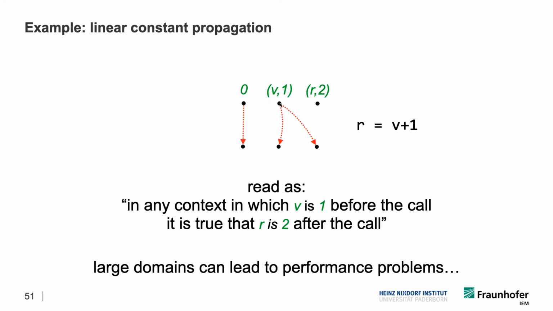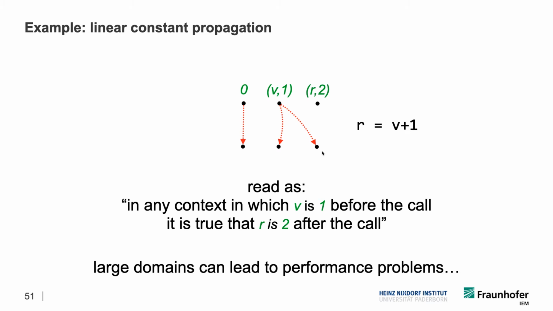And so if you have such a summary for such a statement, let's assume, for instance, that we have a procedure that contains this statement as its body. Then this could be a procedure summary, and it would read as follows. It would say, in any context in which v is 1 before the call, it is true that r is 2 after the call, right? Because we have this edge here. So, like I said, you can encode it this way.